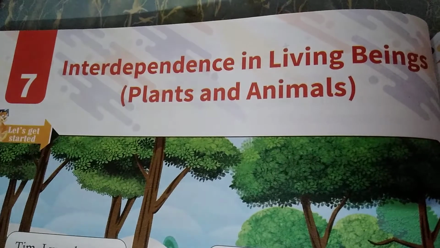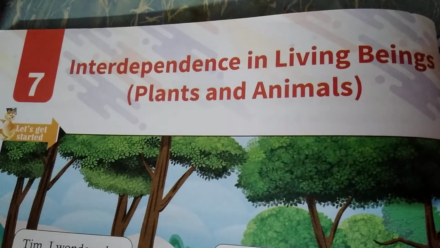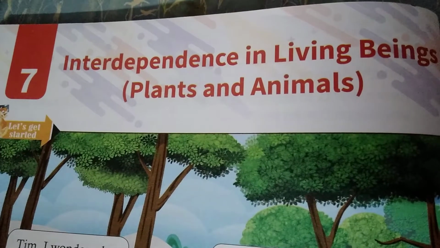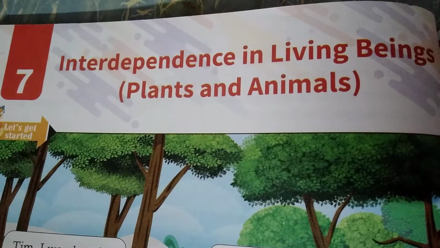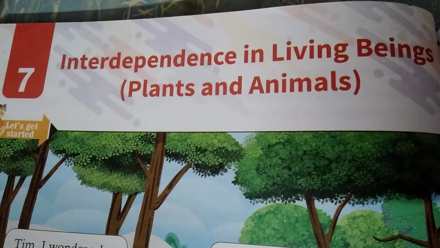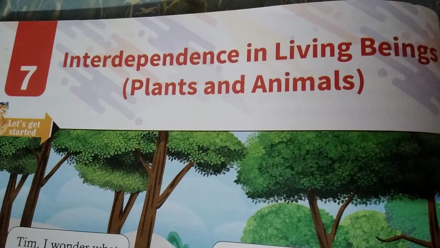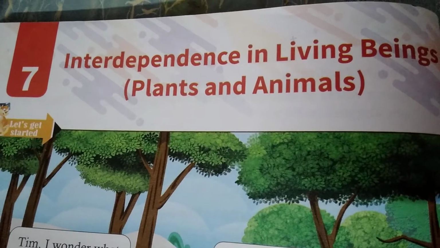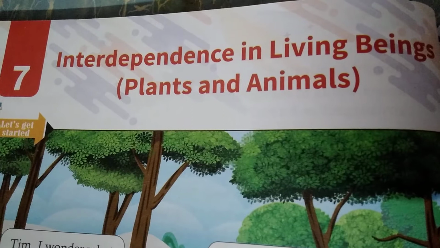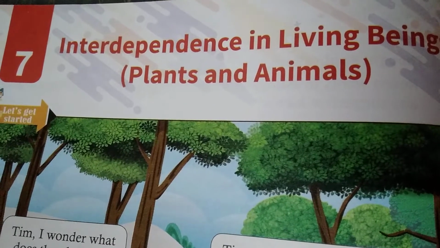You all know that in our surroundings there are so many living and non-living components. Actually, our environment is made up of living and non-living components. Soil, water, air are non-living components. Human, plants, animals, and microorganisms are living components. Now, both living and non-living components interact with each other and support each other to survive.